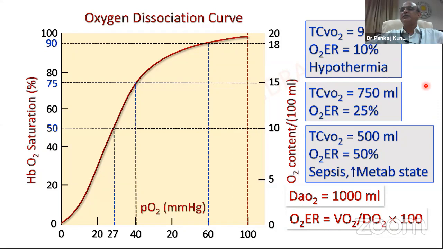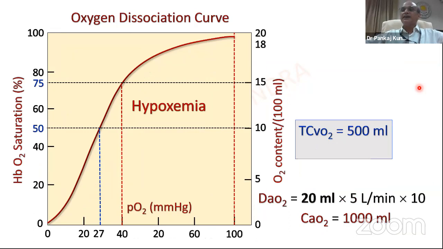So this oxygen dissociation curve gives you a lot of information when you talk about extraction and delivery also. What happens on the other side? Let us say the oxygen content here is 20 ml. Into 5 liters, we take into 10 to get into liters, we get a content of about 1000 ml. On the venous side, it is 500 ml, and then you get the oxygen extraction ratio.